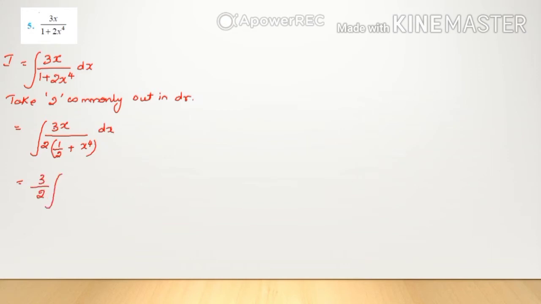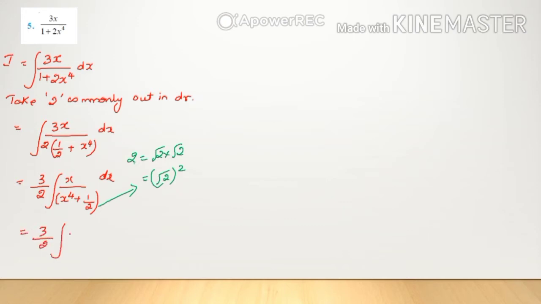In the numerator we have 3 and in the denominator we have 2, so 3 by 2 comes out. Integral x divided by x power 4 plus 1 divided by 2 into dx. Now this 2 I can write as root 2 into root 2, which is root 2 the whole square. So in the place of 2 I am going to write root 2 the whole square.